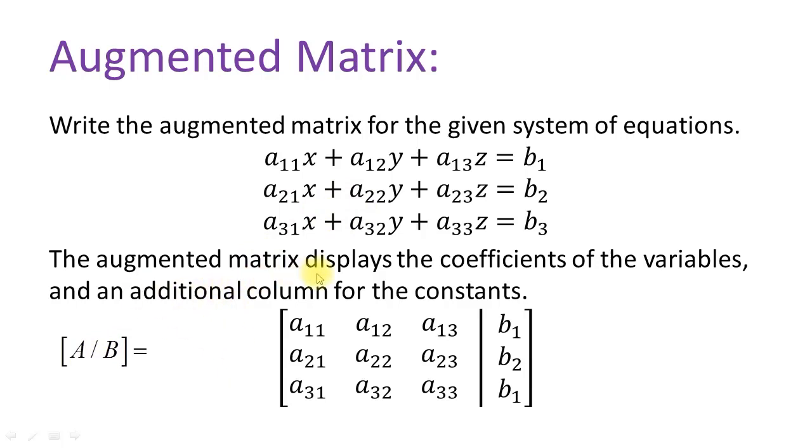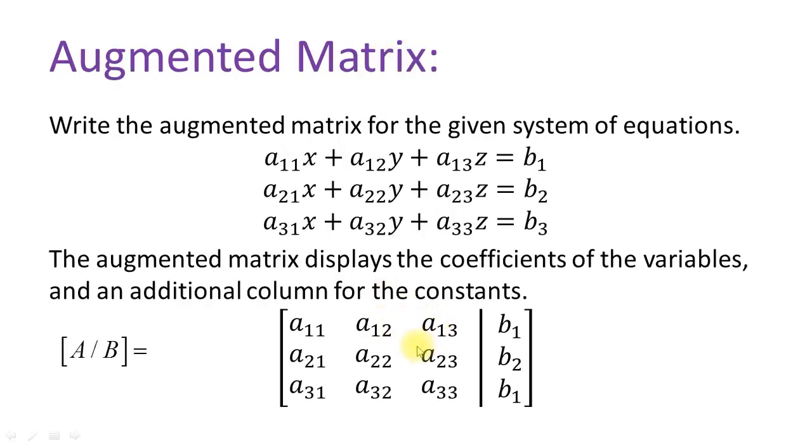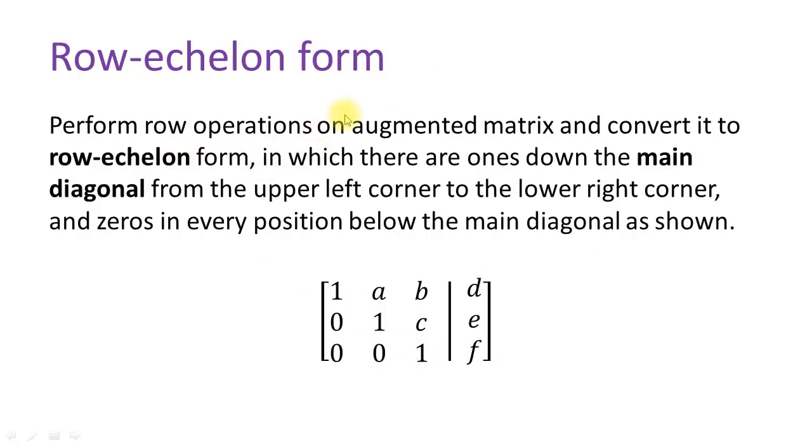The augmented matrix displays the coefficients of the variables and an additional column for the constants. These are the constants of the equations which lie on the right hand side of the system, and these are the coefficients. This is the coefficient matrix and this is the matrix of constants. So combining these two matrices gives the augmented matrix. Now use row echelon form. Convert this augmented matrix to the row echelon form.